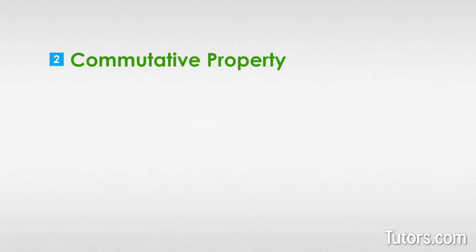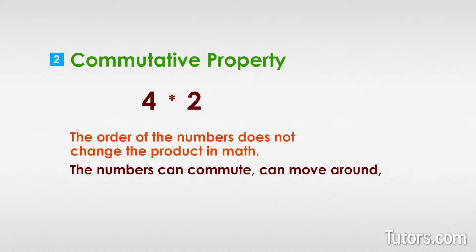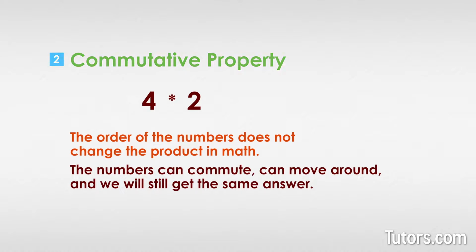Second, we have commutative property. Is 2 times 4 the same as 4 times 2? Yes, it is. The order of the numbers does not change the product in math. The numbers can commute, can move around, and we will still get the same answer.